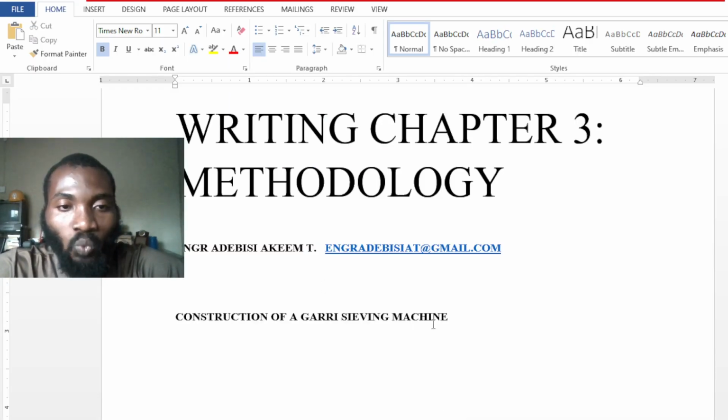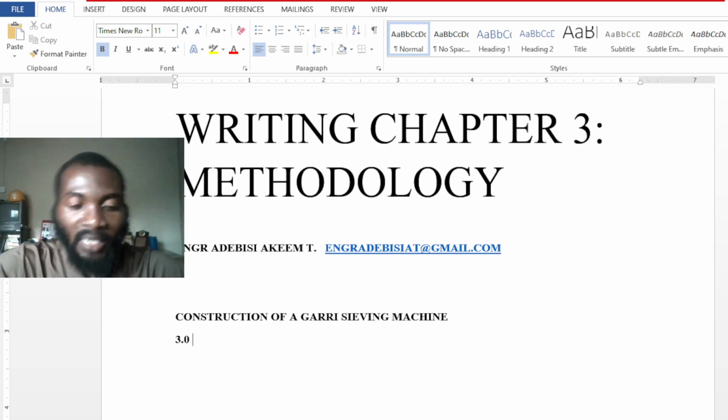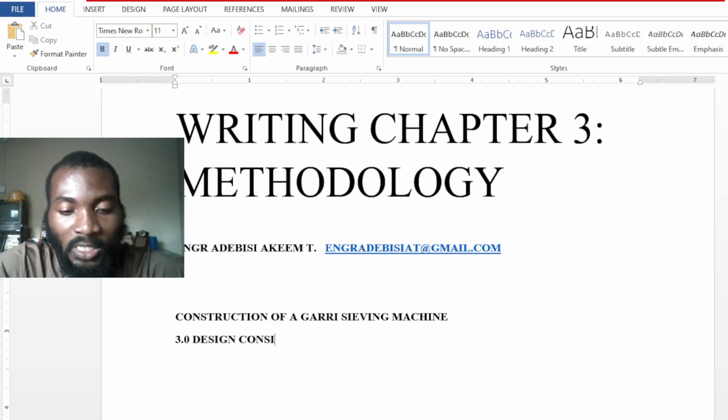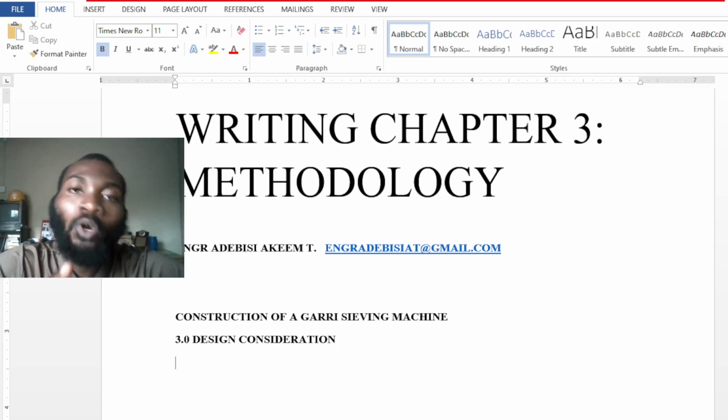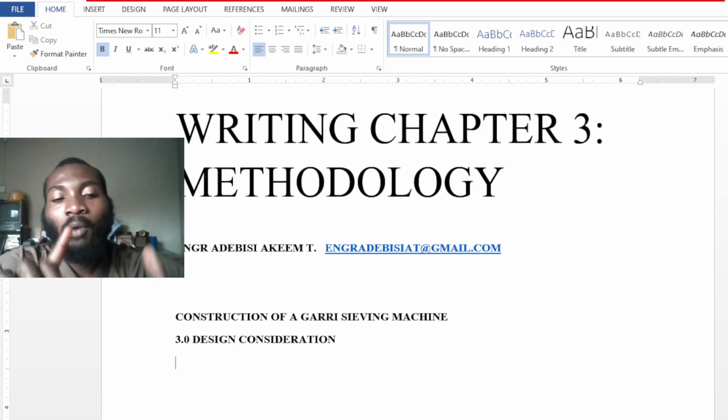Let me start with this. We're using the construction of a Gari sieving machine. 3.0 would be something like design consideration. Before we start this Gari sieving machine, what are some of the factors you want to consider for your design of this machine? Of course, you'll be using the cost.